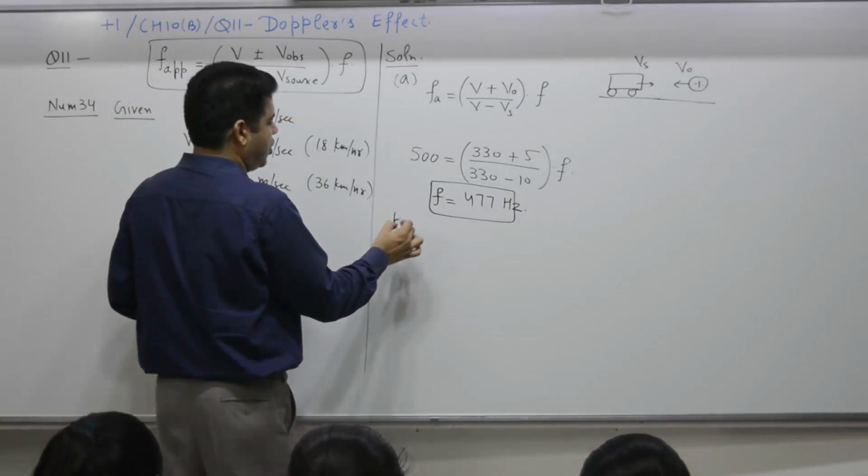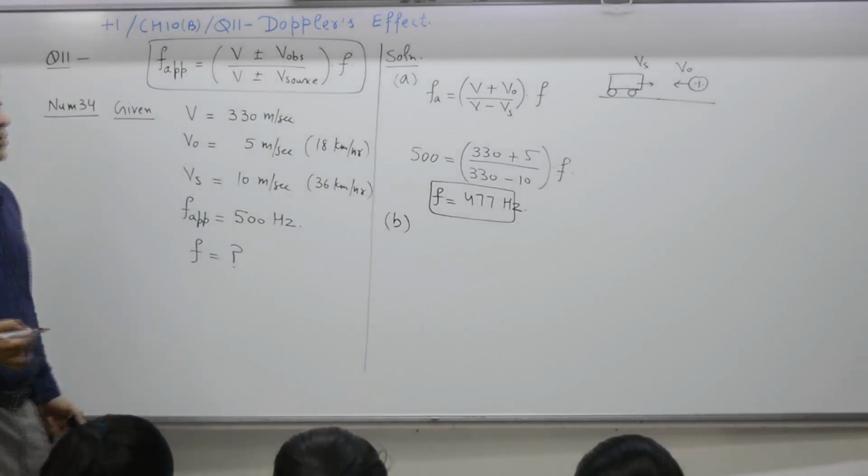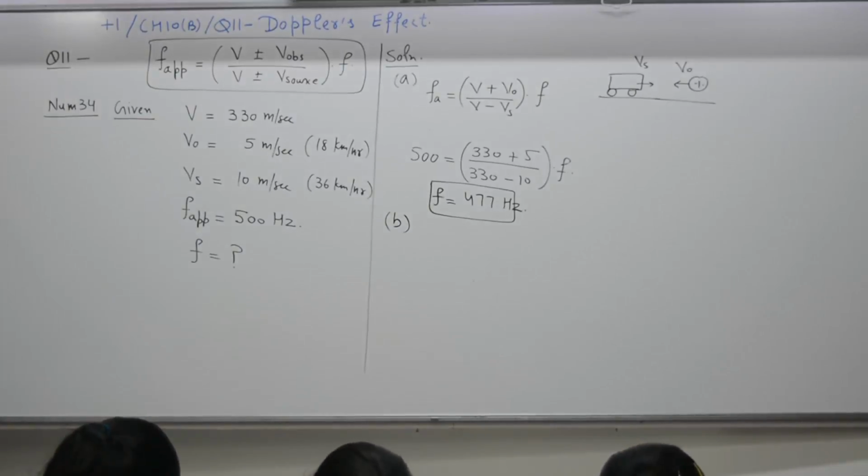B part, draw the diagram for B part. B part is two are moving in opposite directions and receding away.